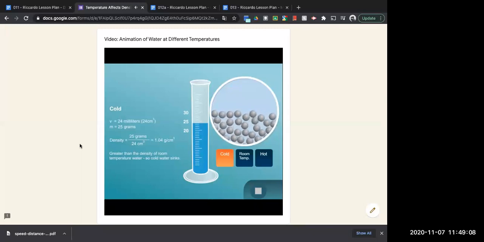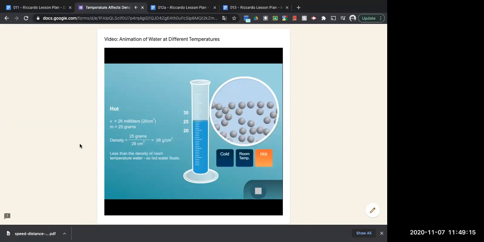Now let's switch and take a look at hot water. In hot water, the molecules are moving much faster, and they have more energy, and they spread a little bit further apart. Therefore, the volume of the sample goes up. The volume has increased to 26 cubic centimeters. The mass has stayed the same, 25 grams, at all of these temperatures. We are not losing any water molecules, so that's expected.